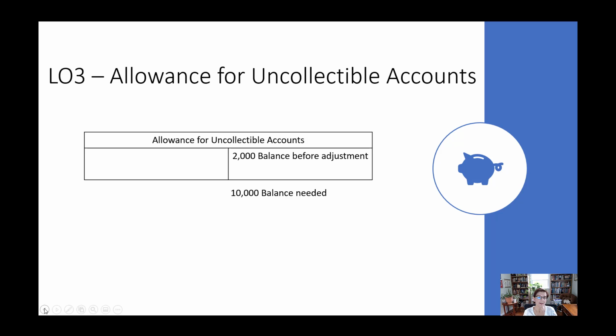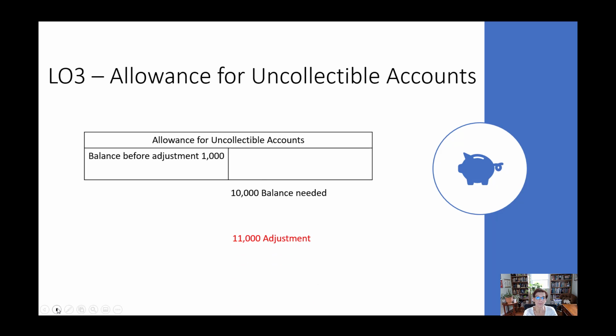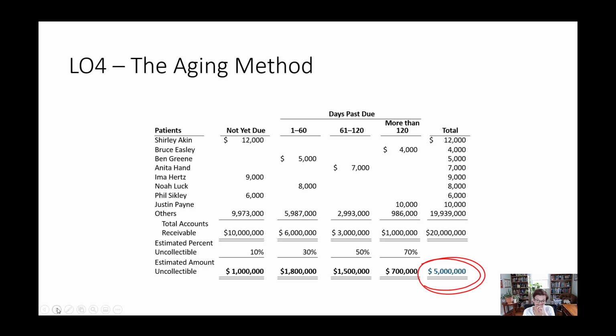Let me go back a second. I know it's a lot of clicks, but let's go back here. How much is needed in the allowance? Well, how much is needed is some percentage of what's in there based on what's happened in the past. Okay? So here's one possibility.